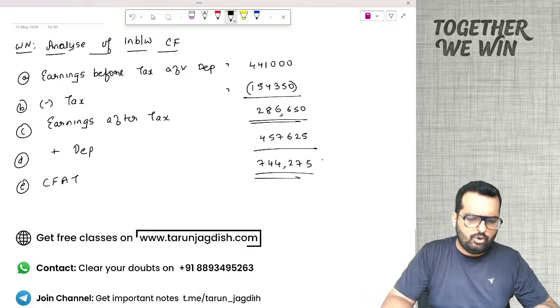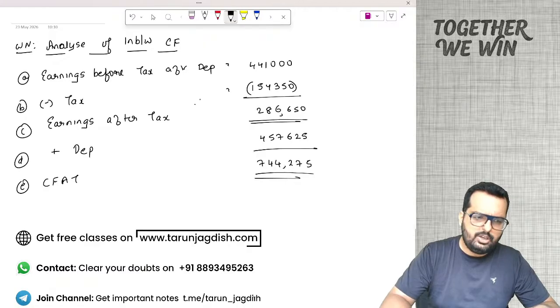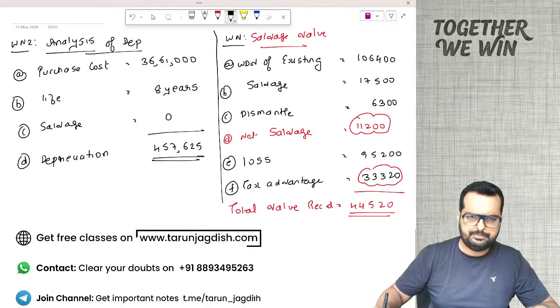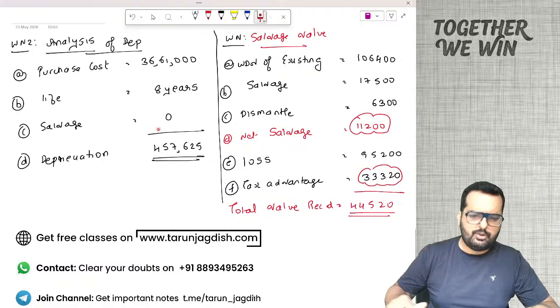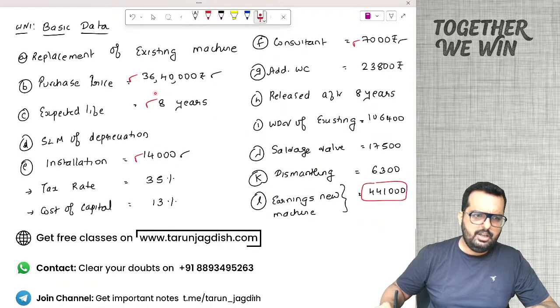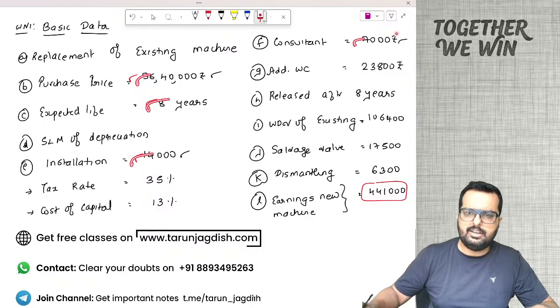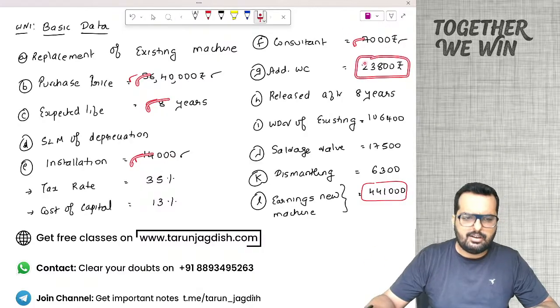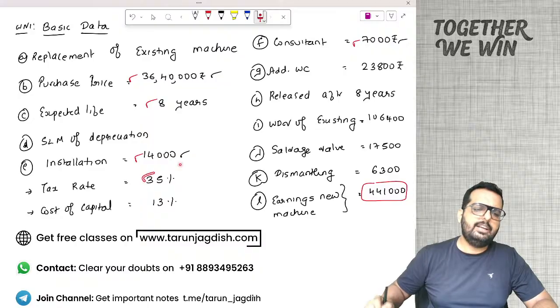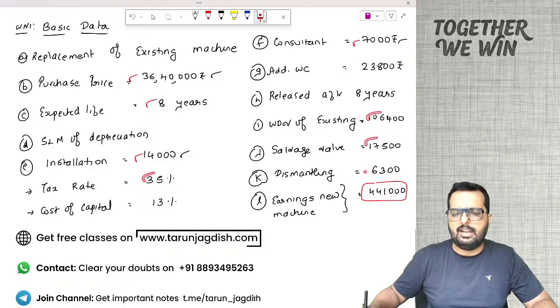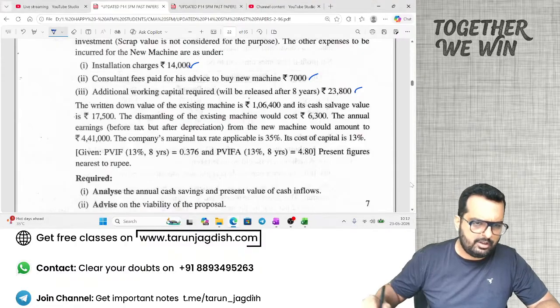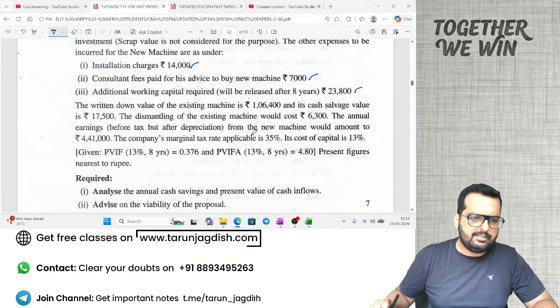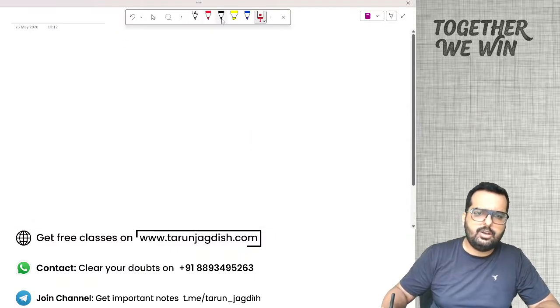Everybody clear? Let's go back and check if we have missed out on any of the information that is given over here. We have got them one by one. Let's check. We took the purchase cost, installation is considered, consultant is considered, working capital we will consider separately. Tax rate we have considered, WDV, salvage value, dismantling, 4,41,000. Everything is considered, friends. So now I need to go and find out the NPV.